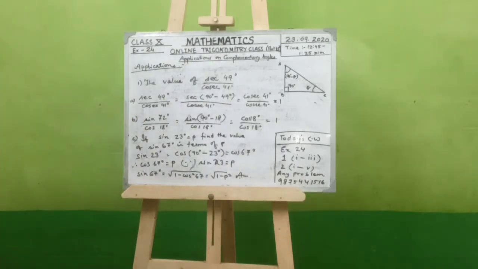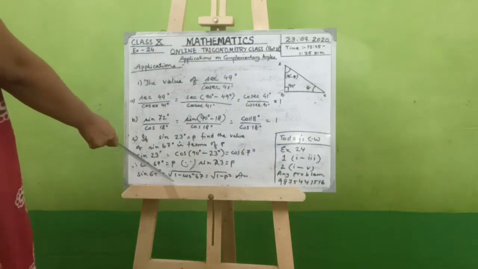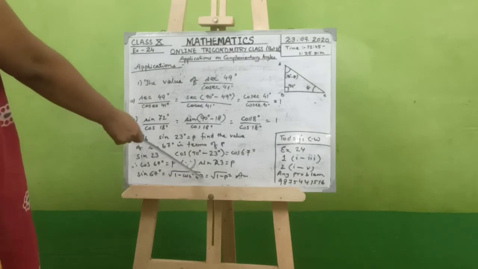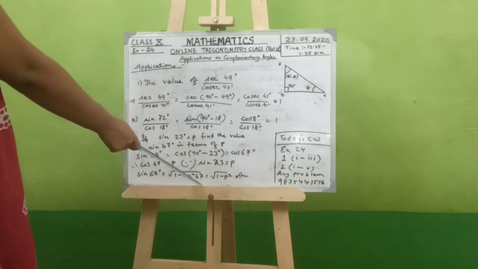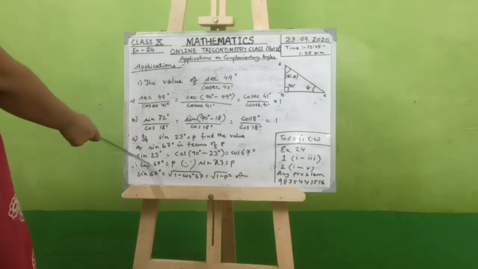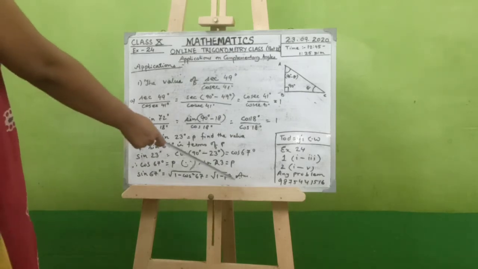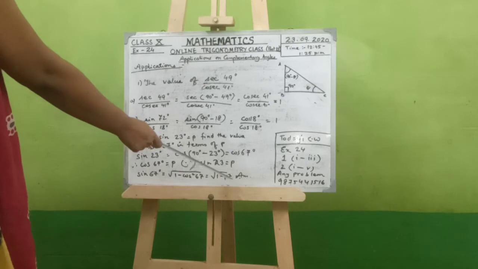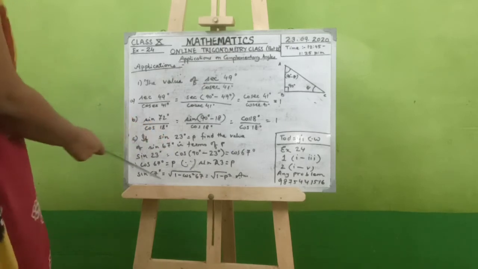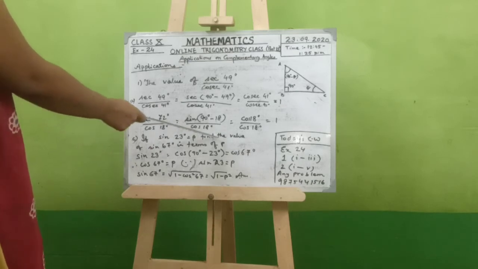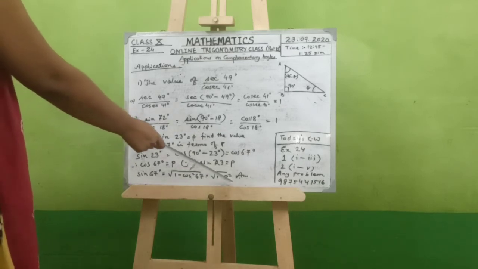We know sin²θ is equal to 1 minus cos²θ. This you should know by heart. So what is sin θ? Sin θ is equal to root over 1 minus cos²θ. Instead of θ, we will write 67. We know cos 67° is P. So cos²67°, that is equal to P². So sin 67° in terms of P is root over 1 minus P².